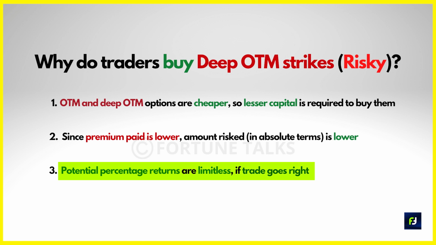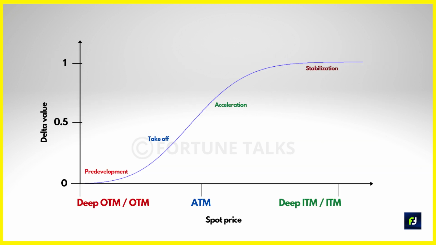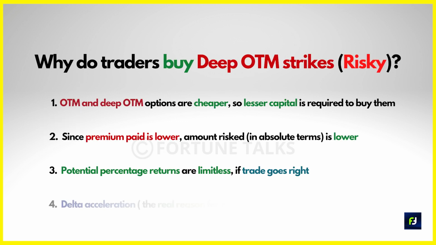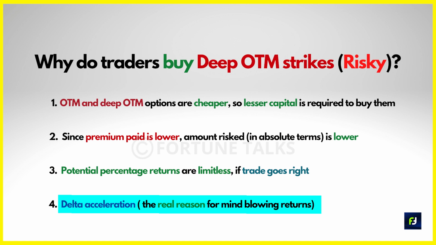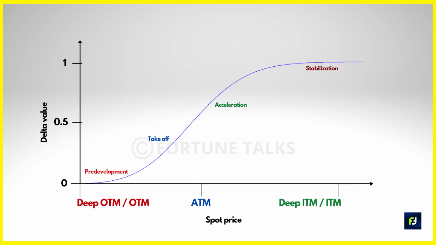But this does not answer the real reason why these crazy trades happen. In fact, most traders don't realize, or maybe they don't care much about it. The answer to this lies hidden in this chart. Frankly speaking, it is due to the magic of delta acceleration. In this graph, there are four delta stages mentioned. Let us look into each one of them.